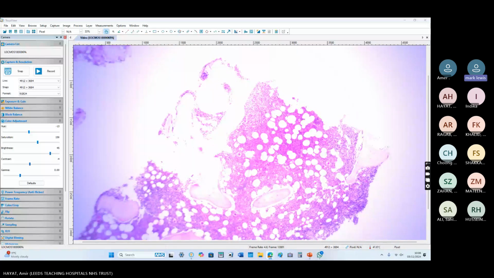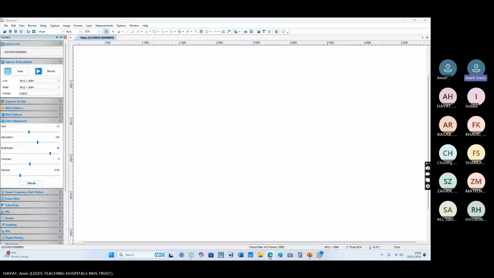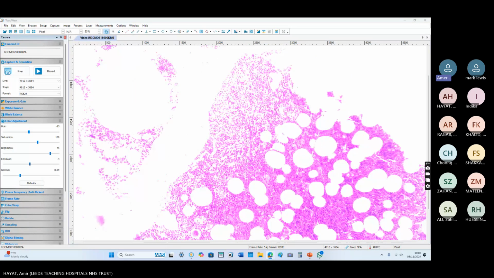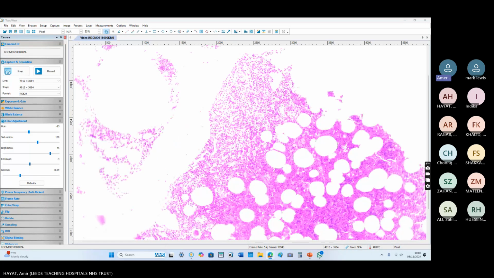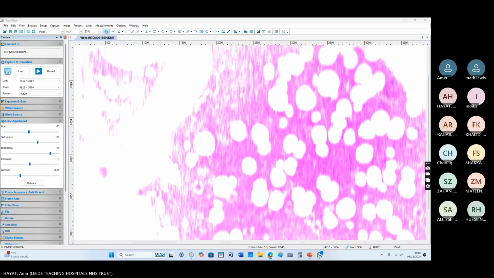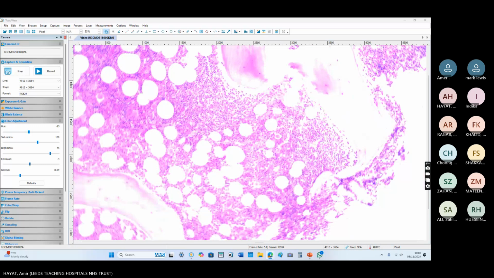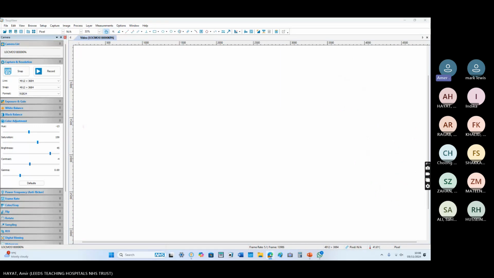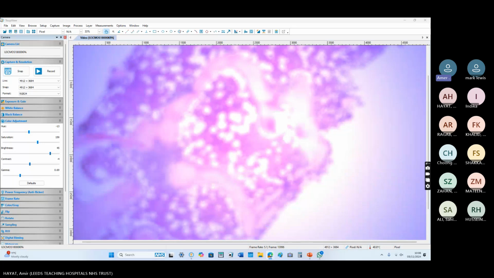From a BMS perspective, we don't usually look at trephines. Yes, that's why I asked the clinical hematologist directly, what do they think? The bone marrow can be seen easily from the power 4.